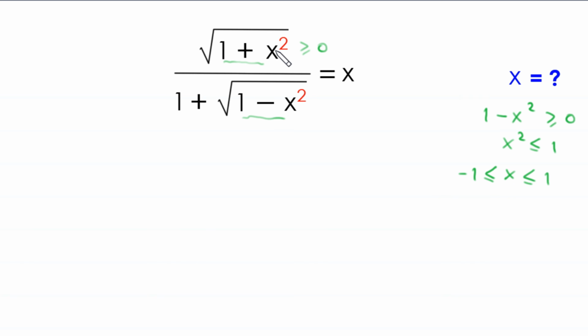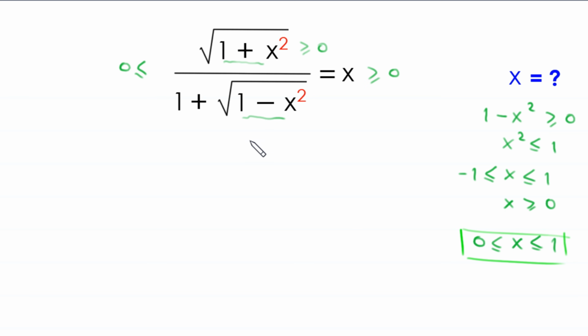And this whole left hand side is greater than or equal to 0. So on the right hand side, x must be greater than or equal to 0. If we combine these two, we get the domain of the equation: x must be less than or equal to 1 and x must be greater than or equal to 0. This is the domain of the equation, which we can use to check the solutions.